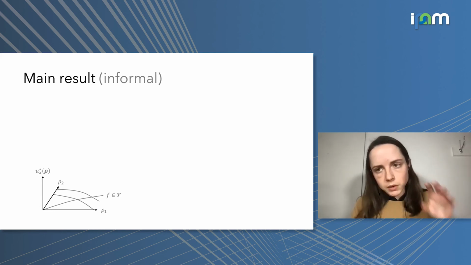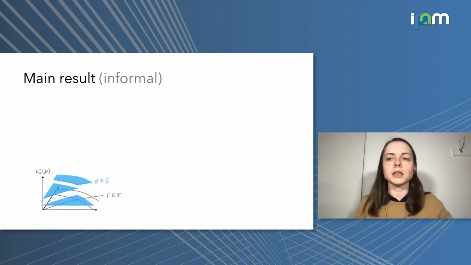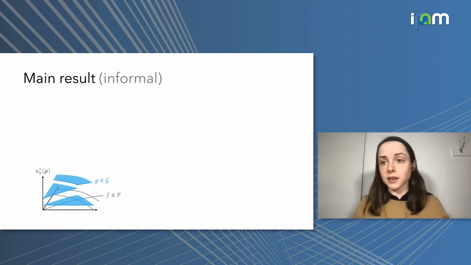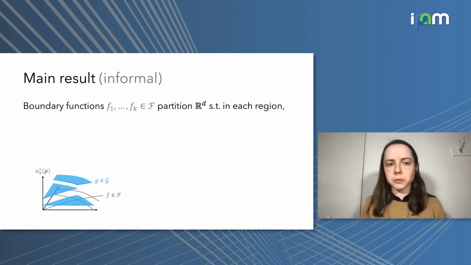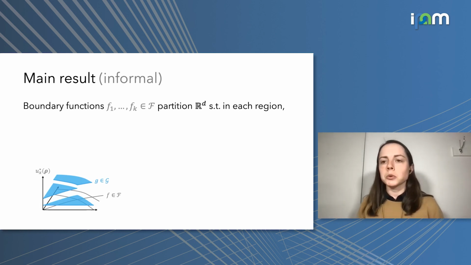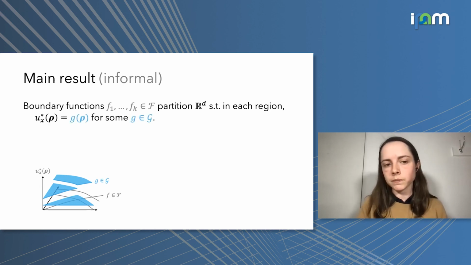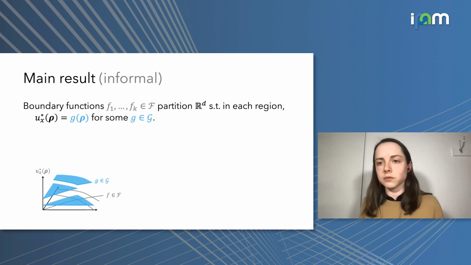such that within any one region of this partition, the algorithm's performance equals some function g from some set G. So in this picture, G would be the set of all constant functions, but it could be any set of functions. Okay, so in words, let's say there are these boundary functions, f1 up through fk, which partition the parameter space into regions so that within any one region, the algorithm's performance equals some function g from some set G.